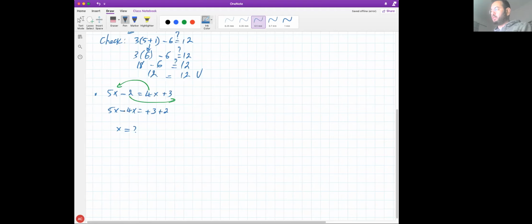Now we can combine these. So 5x minus 4x, that's 1x. And 5. 1x is the same as x. No need to divide. This is just x. No need to divide. And this is, of course, 5.